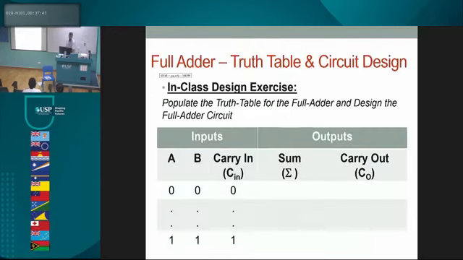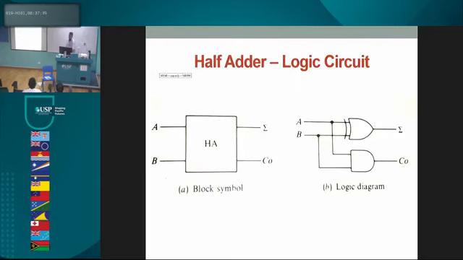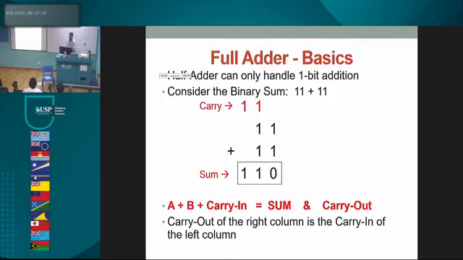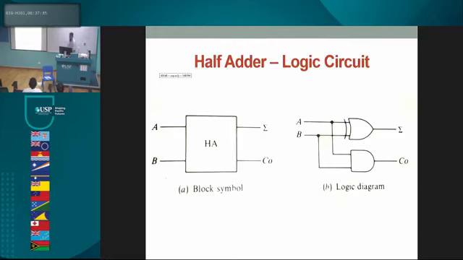Now, what is the difference between a half adder and a full adder? The difference is a half adder can only accommodate two bits to be added, two single bits. So you have one bit plus another bit, right? It can only accommodate that much.